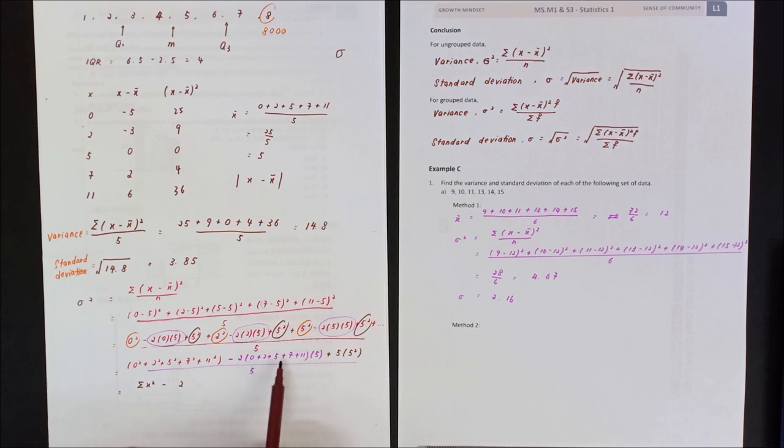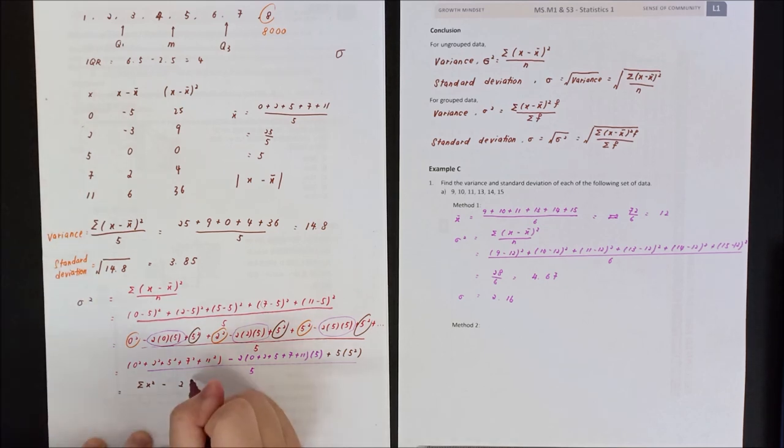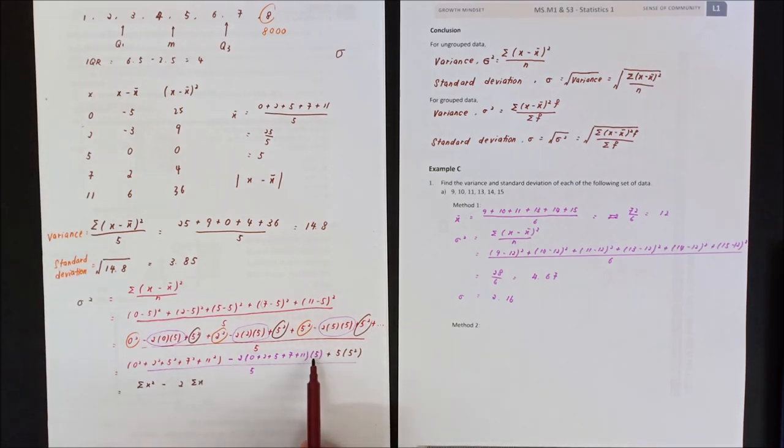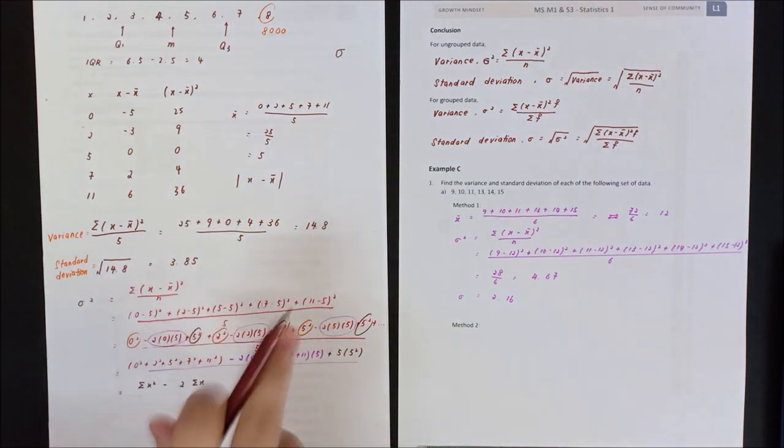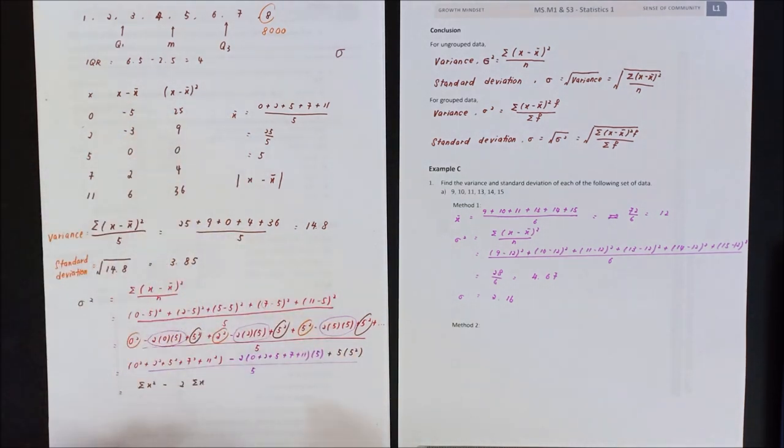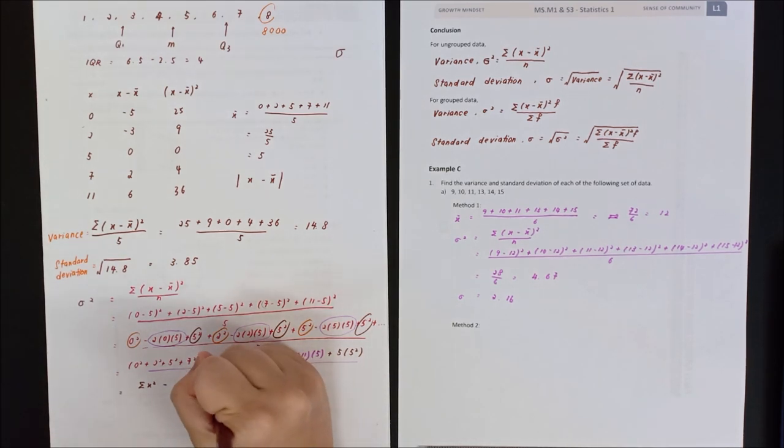Now look at this. You have 0 plus 2 plus 5 plus 7 plus 11. So what is all this number? It's actually your observation. You plus them together. So sum of x. Is that alright? Okay, 5. What is the 5 from your value here? It's your mean. Put a bracket because you are not going to plus them all together, right? So it's like x bar. Okay, that's the mean. Sorry.